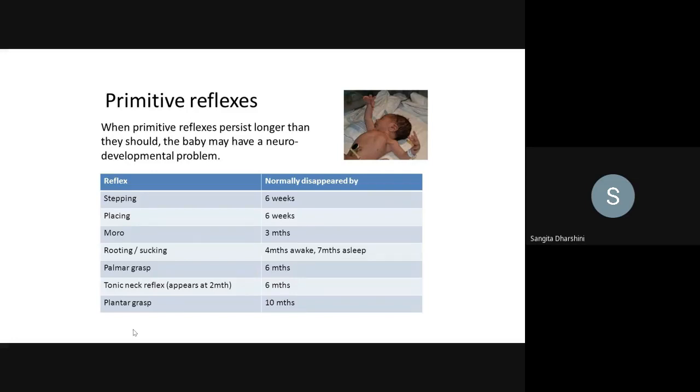And then we examine and look for other primitive reflexes. Hence, if the primitive reflexes don't go off by the time when they should, these are red flag signs to predict which child could develop cerebral palsy.